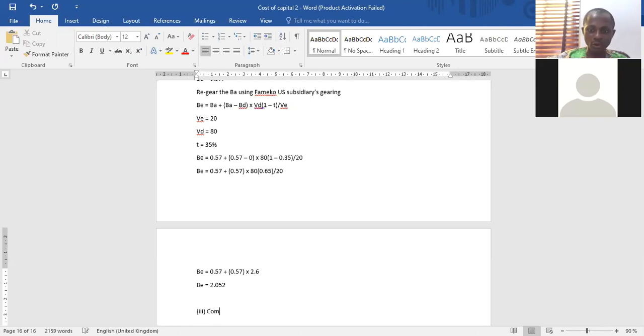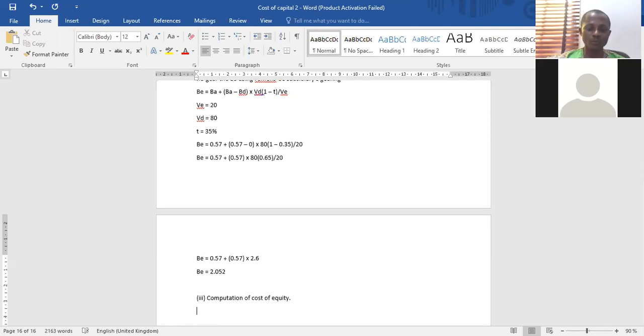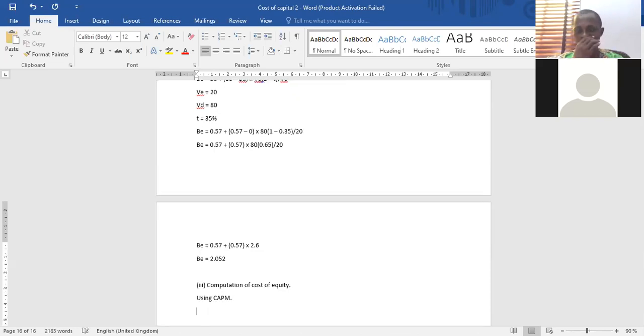So, computation of cost of equity. Number one, using what? Using CAPM. Now, if we are to use CAPM, you know here, we have gotten our beta of equity for the US subsidiary.